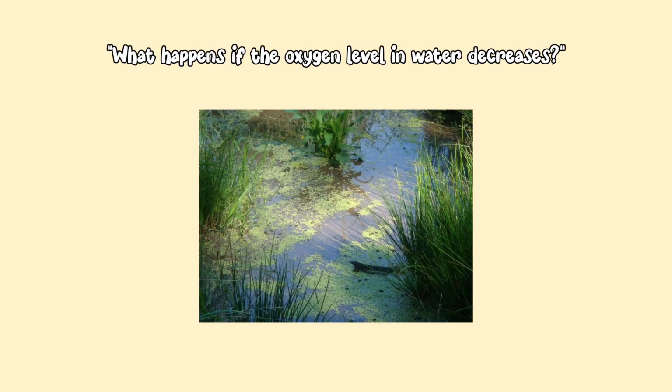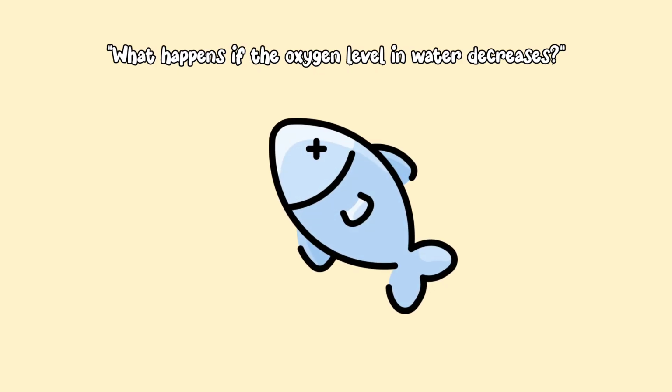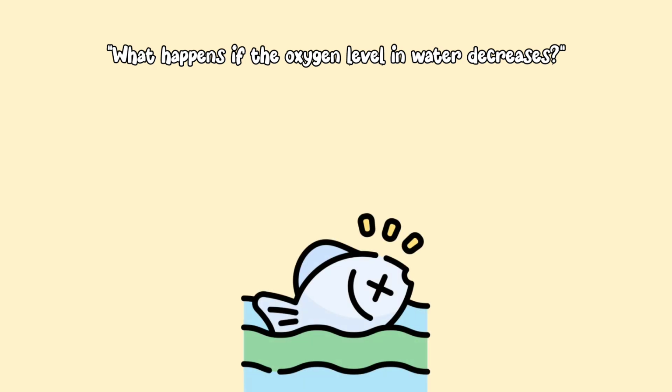But what happens if oxygen levels drop too much? In polluted or stagnant waters, oxygen can fall dangerously low. When that happens, fish may suffocate and die. That's why you sometimes see fish floating near the surface of lakes or ponds. They're searching for water layers with more oxygen.